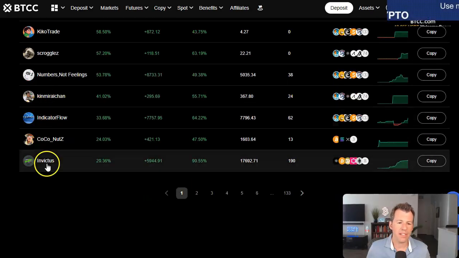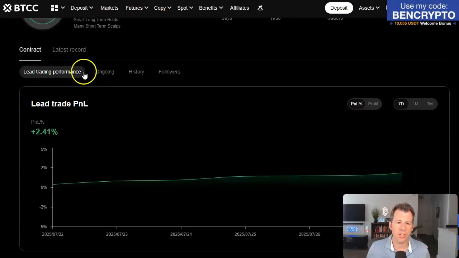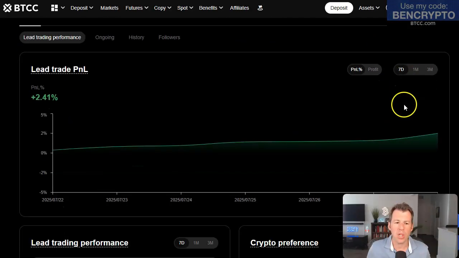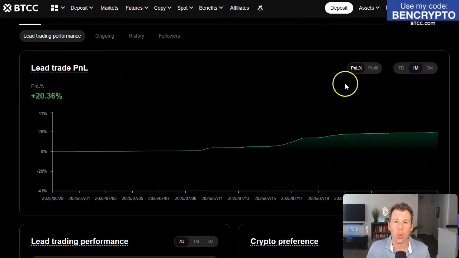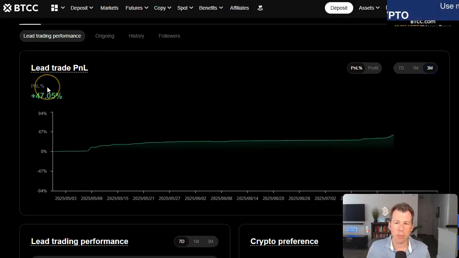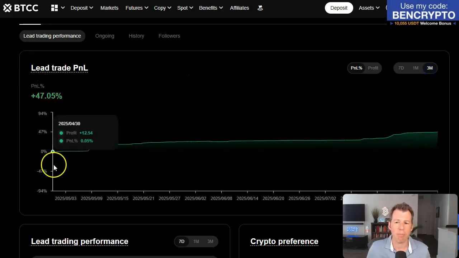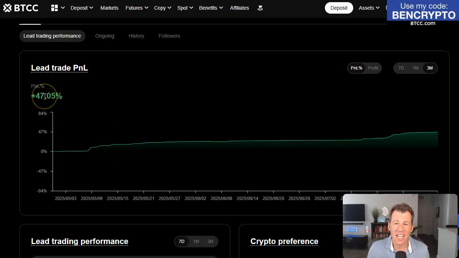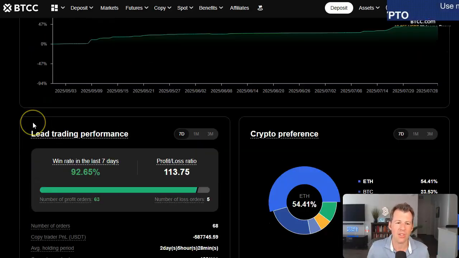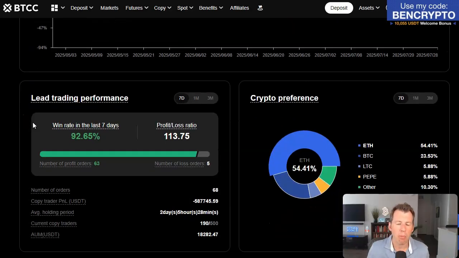So clicking on Invictus's profile, let's first look at their returns. On the 1 week, their portfolio is up 2%. On the 1 month, their portfolio is up 20%. On the 3 month, their portfolio is up 47%. So those numbers are decent. They're not unbelievable because honestly, Bitcoin and the rest of the market in the last 3 months is up close to 47%. So they're not really outperforming the market on a gross percentage basis.